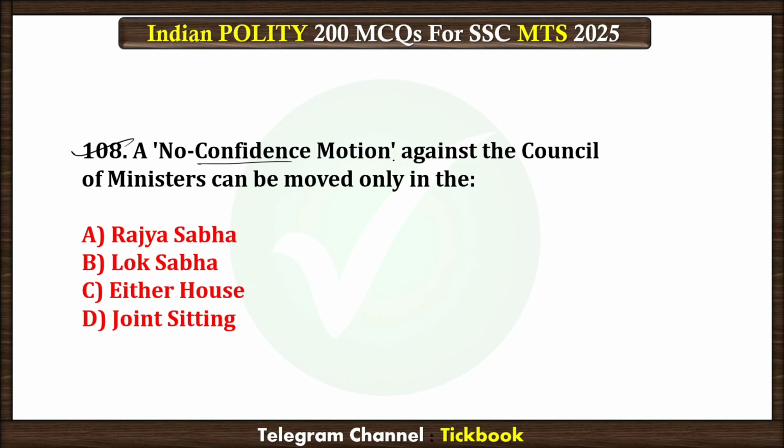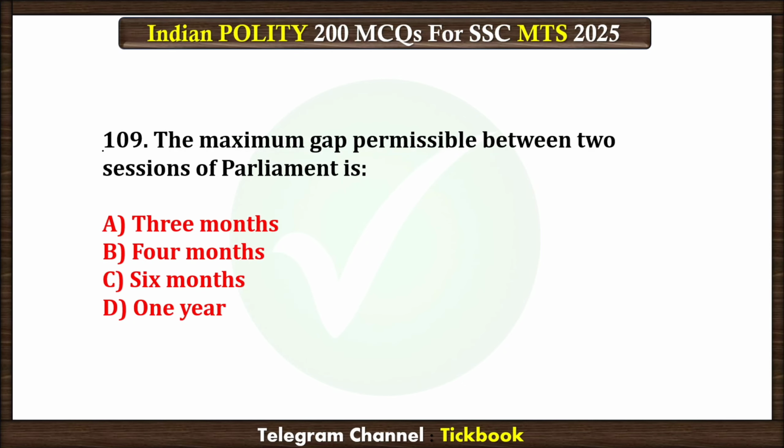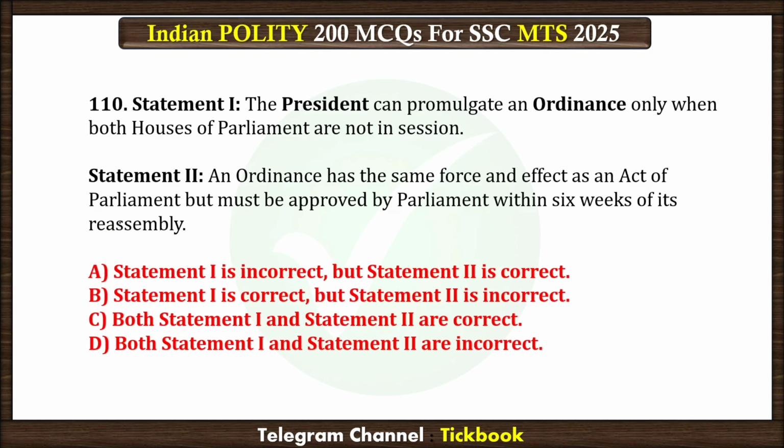108. A no confidence motion against the Council of Ministers can be moved only in the. Option number B, Lok Sabha. 109. The maximum gap permissible between two sessions of parliament is. Very important question. Option number C, 6 months.